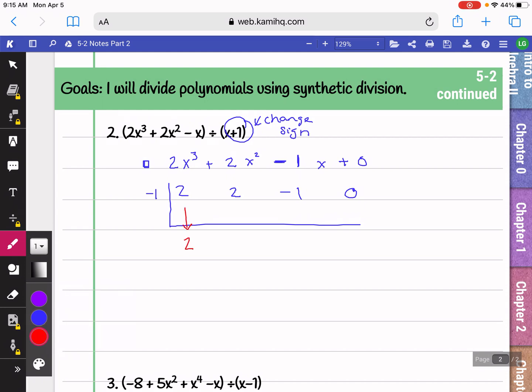I bring down my first one, and now I start multiplying. 2 times negative 1 is negative 2. 2 minus 2 is 0. 0 times negative 1 is 0. Negative 1 plus 0 is negative 1. Negative 1 times negative 1 is positive 1. Remember, this last one here is going to be our remainder.